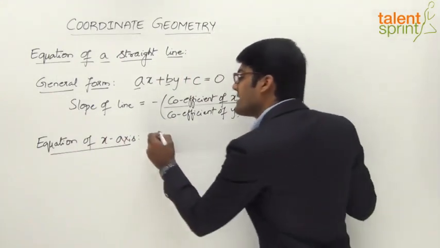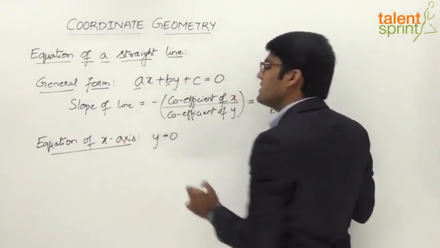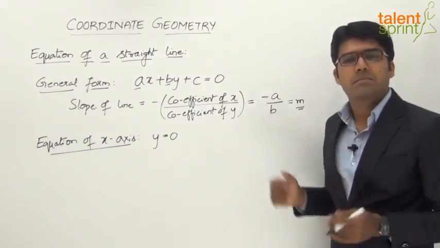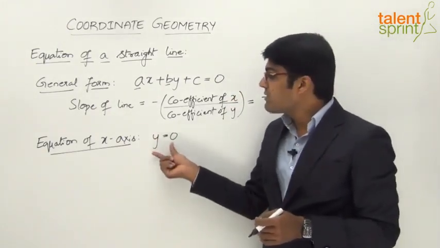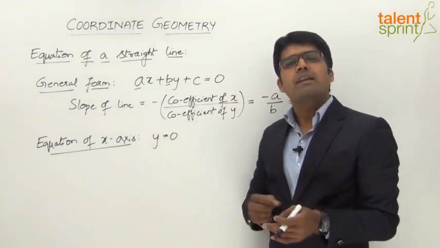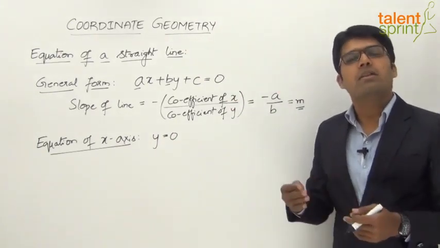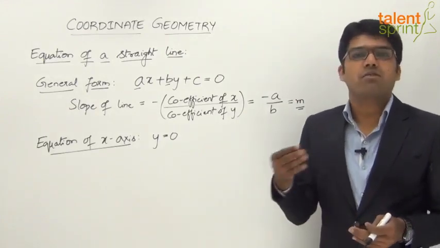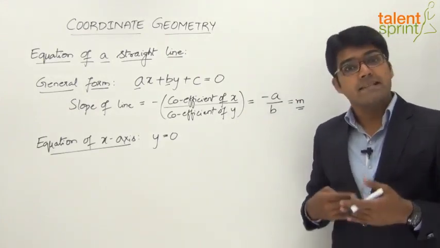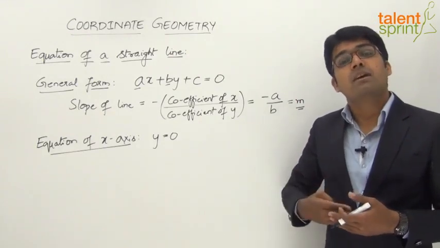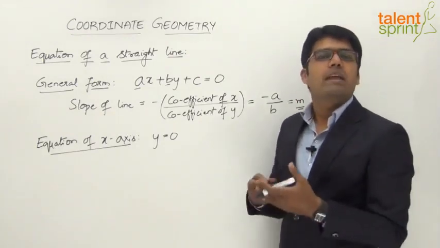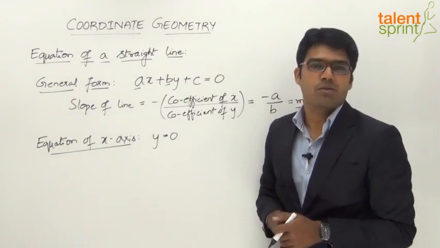Right. The equation of x-axis is y equals to 0. As simple as that. Now, why do we say the equation of x-axis is y equal to 0? Because on x-axis, the y coordinate is always equal to 0. Right? Y coordinate denotes the vertical distance of the line from x-axis. For x-axis, the vertical distance from x-axis is 0. Hence, y equals to 0. And that gives us the equation of x-axis.